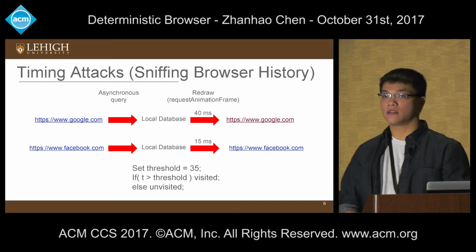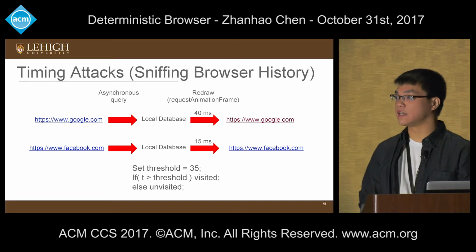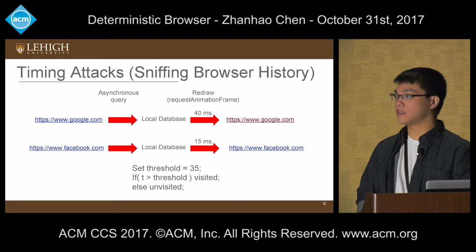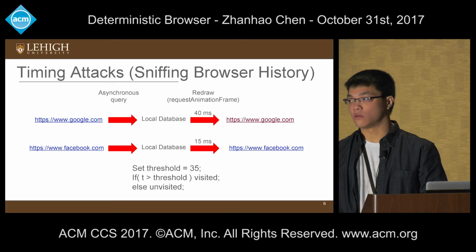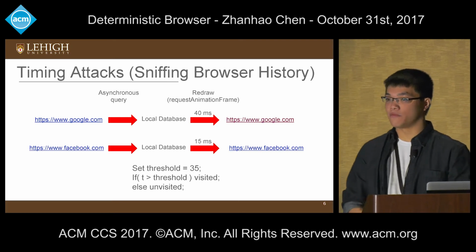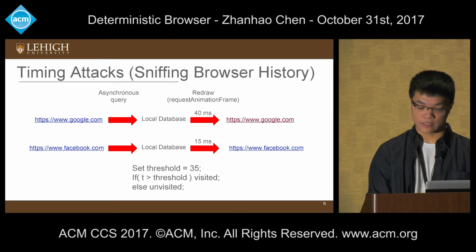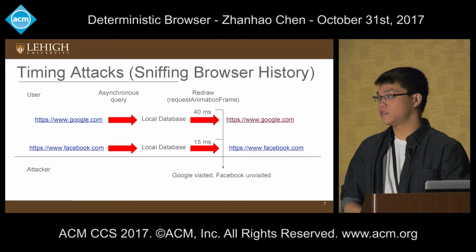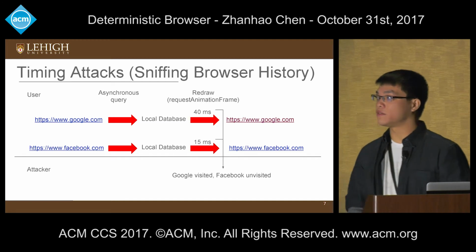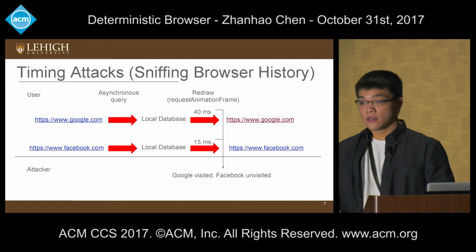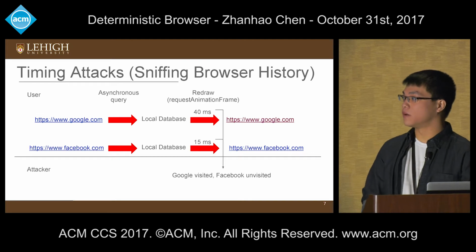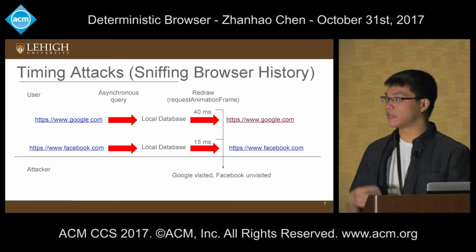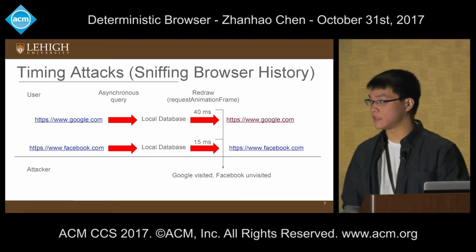So the basic idea to infer the status of the link is to set a threshold of 35 milliseconds. If the link takes a longer time to be rendered, then that will be a visited link. Otherwise, it will be an unvisited link. The slide here shows the attack model of the sniffing browser history attack. In this case, the attacker will time the rendering event and analyze it, so he can know that Google has already been visited while Facebook has not.